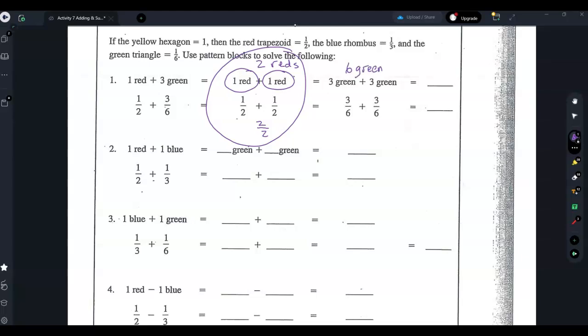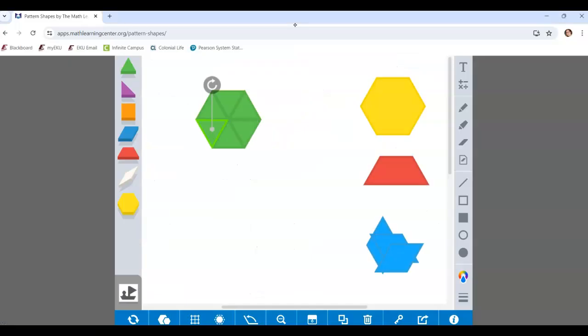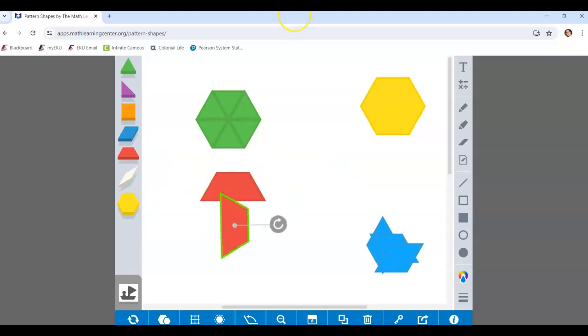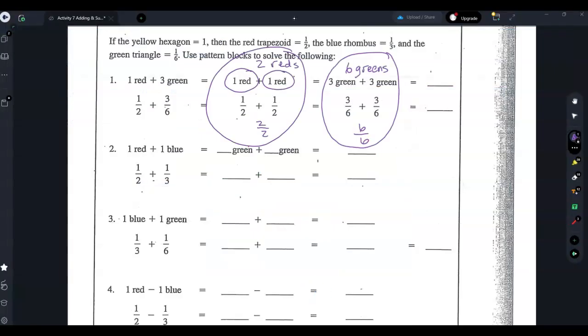But in this case, we know greens are a sixth, so 6 greens is really 6 sixths. And so that could also be a correct answer. Of course, we know that if we put those together by using the pattern blocks, we can see that in both cases, whether we put 2 trapezoids together or if we put 6 triangles together, we get the hexagon, right? So this simplifies to 1 whole or 1 yellow.